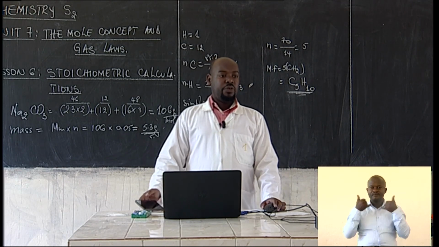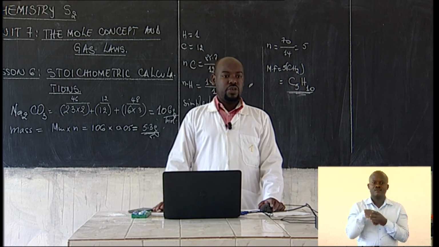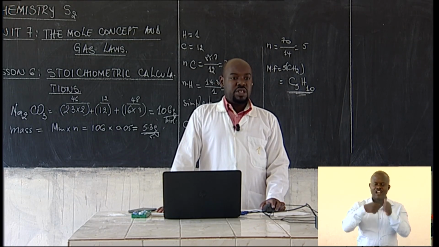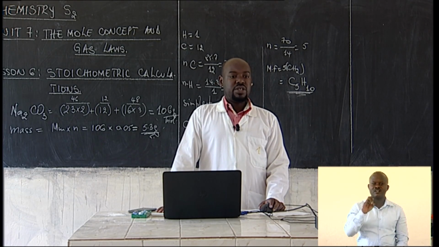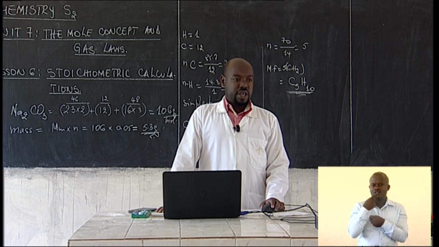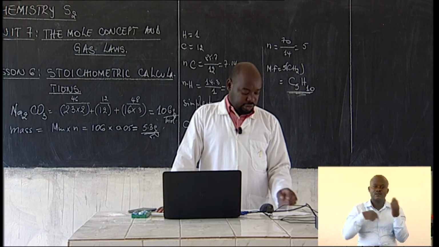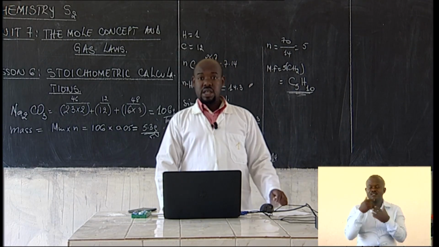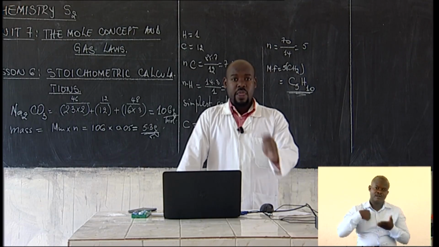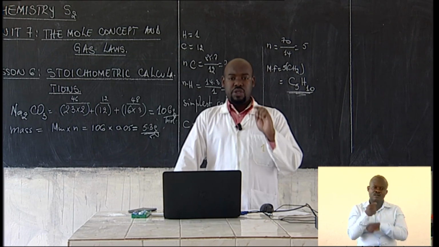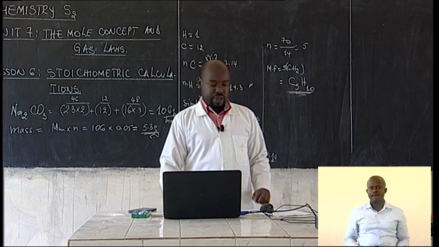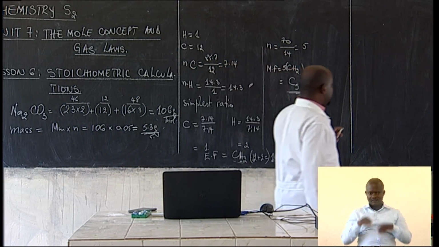Now, we have to write the balanced chemical equation for the reaction of potassium chlorate when it is heated and decomposed to form potassium chloride and oxygen gas. The balancing of chemical equations will help us to carry out the stoichiometric calculations we have been talking about, the title of today's lesson. So let's start.